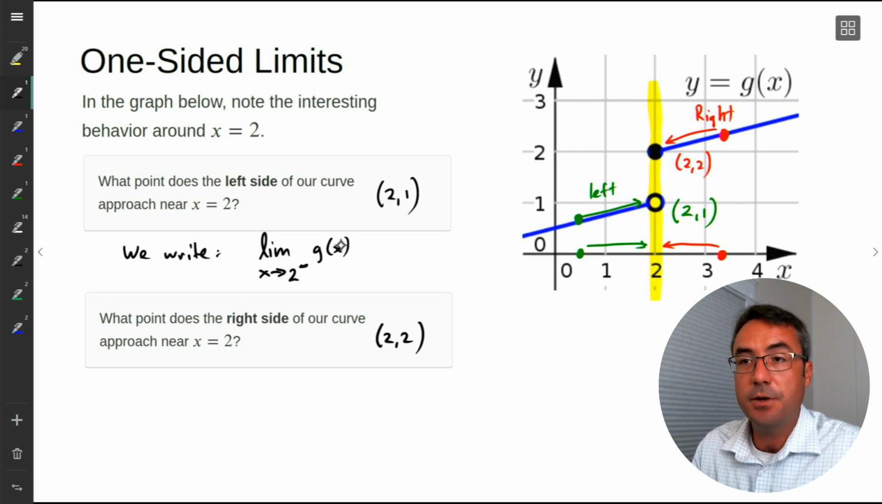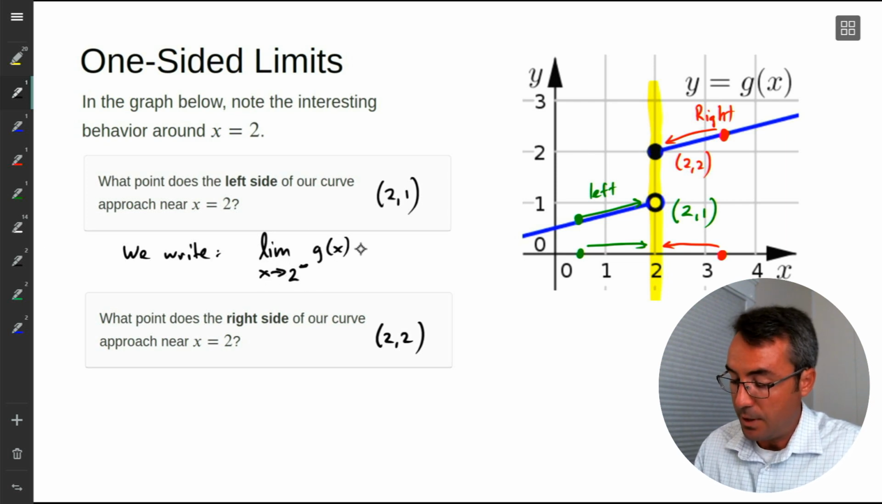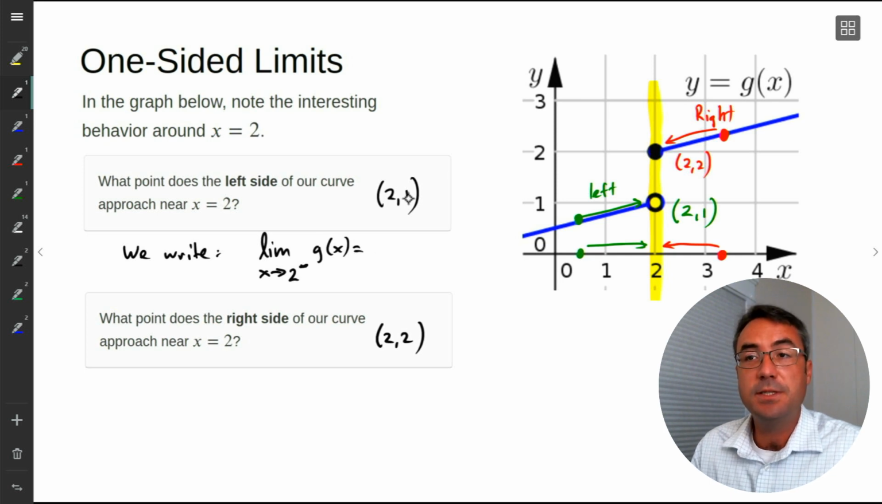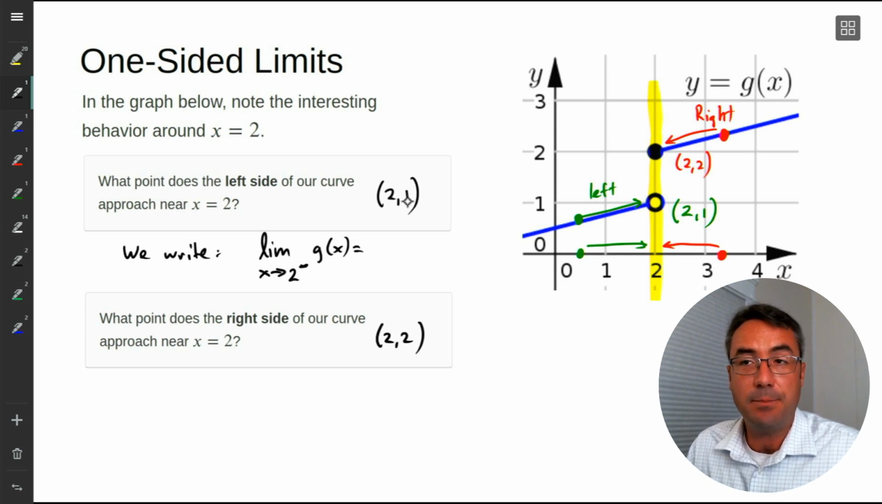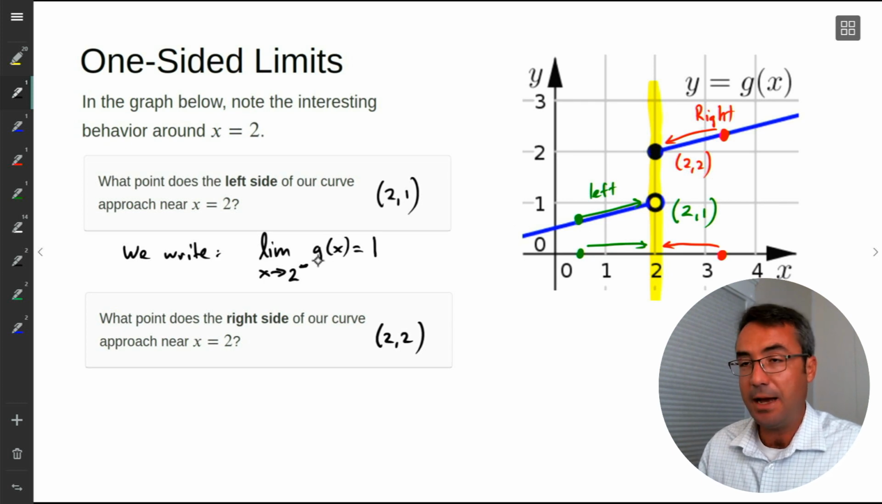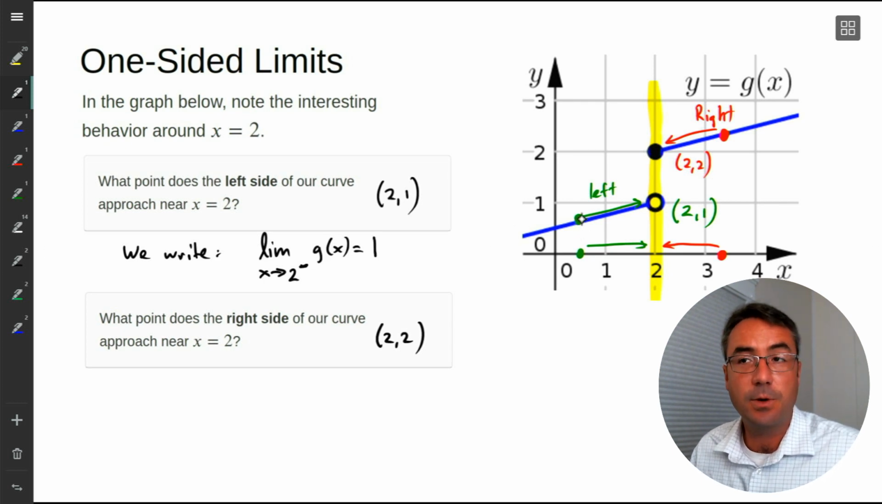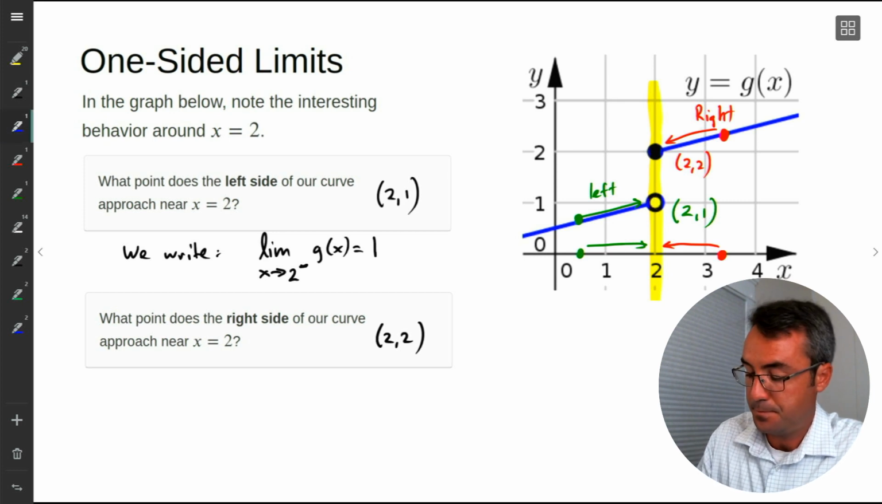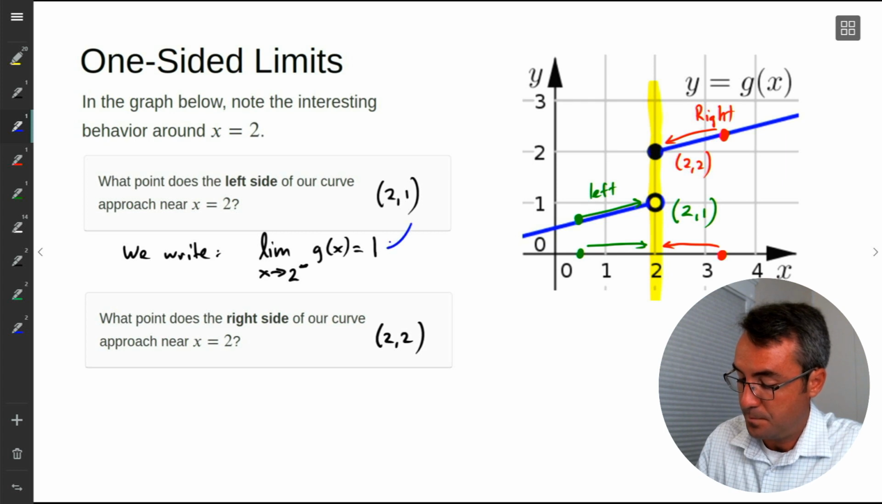So the limit of our function g of x as x approaches 2 from the left. And what is this limit equal to? Well, it's equal to the y-coordinate of that point that we're getting closer and closer to. So the limit on the left, if we go back to our graph here, imagine standing on our curve and imagine just walking closer and closer to this point. Well, the y-coordinate of that point is 1. So that's our y-coordinate there.